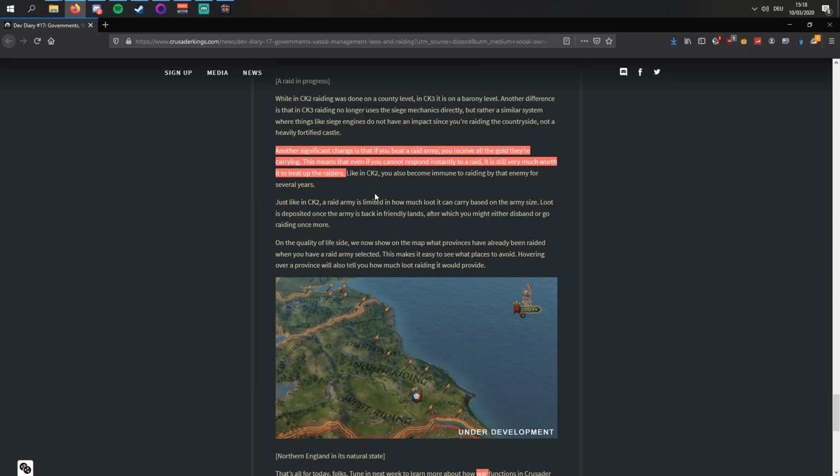Just like in CK2, a raid army is limited in how much loot it can carry based on the army size. Loot is deposited once the army is back in friendly lands, after which you may either disband or go raiding once more.